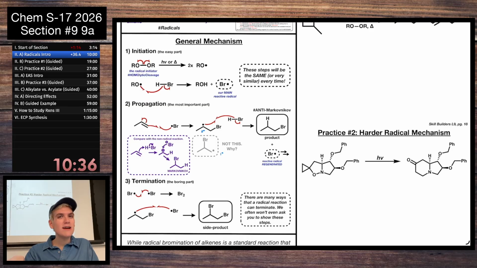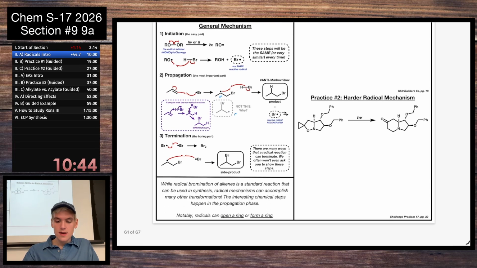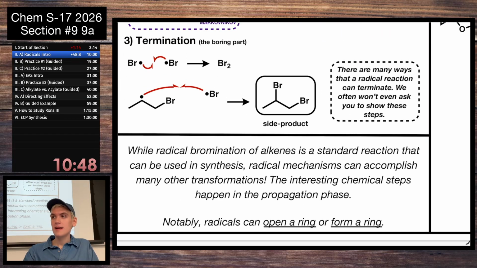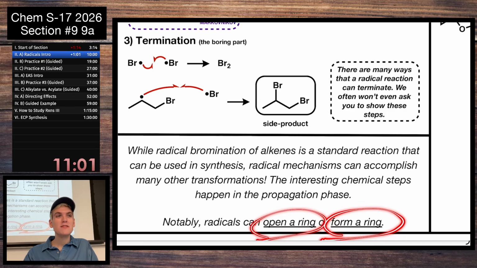The single fishhook arrows feel a little bit weird and just take a little time to get into. Okay, so this is a standard reaction, but like carbocations, radicals can do funky things. Namely, two big things that they can do is they can open a ring or they can form a ring. And that's going to make transformations that look really weird and intimidating.